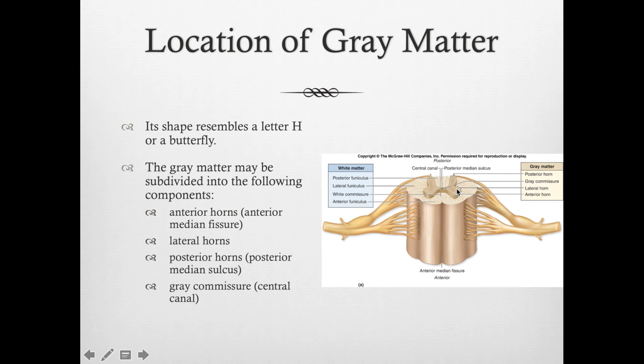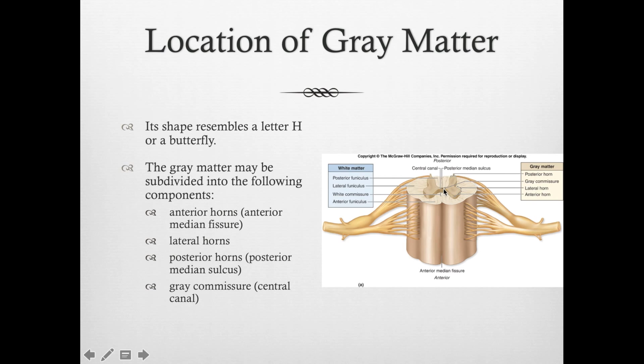And then finally, on the posterior side of the spinal cord, we have the very top tips of the wings here and here. And these are the posterior horns. And the small space here, the small strip of gray matter that is connecting these two sides, this is called the gray commissure, right? Think of commissure like to commiserate, to communicate. That's what the commissure does. It allows these two sides of the gray matter to communicate.